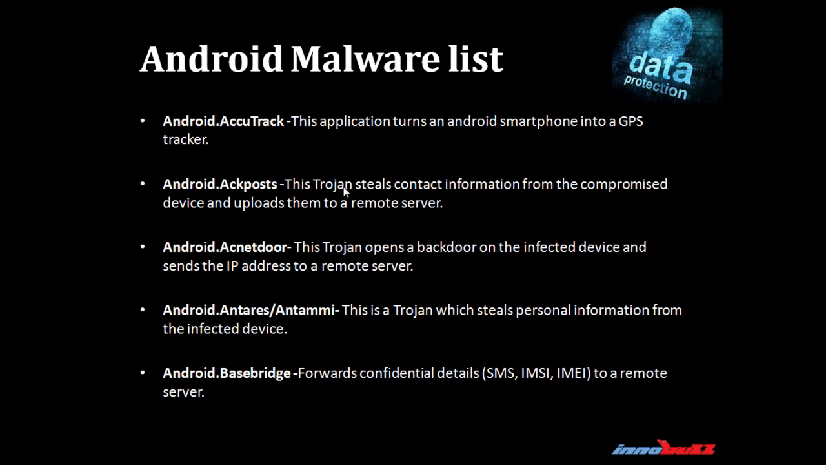The third one is Android AcNetDoor. This Trojan opens a backdoor on the infected device and sends the IP address to a remote server. The fourth one is Android.Antares or Antami. This is a Trojan which steals personal information from the infected device. The fifth one is Android.Pastebridge. This malware forwards confidential information about your Android smartphone, such as SMS, IMSI, IMEI details, to a remote server.